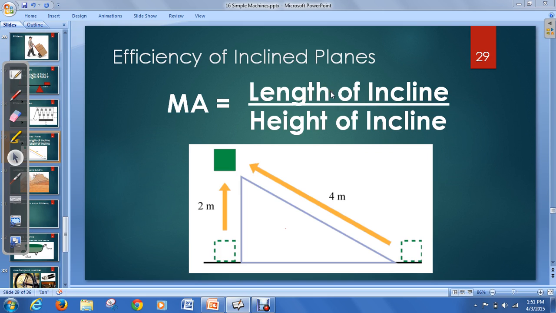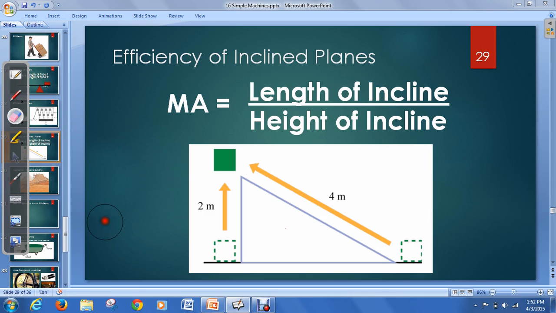The larger the length of the incline, the more efficient it's going to be. So you want something that's nice and long and shallow like this. You have a very long incline compared to a very little height, compared to something that's nice and steep where the height and the length are pretty much the same thing. This is not a good situation. This is much better because the length of the incline is much larger compared to the height of the incline.